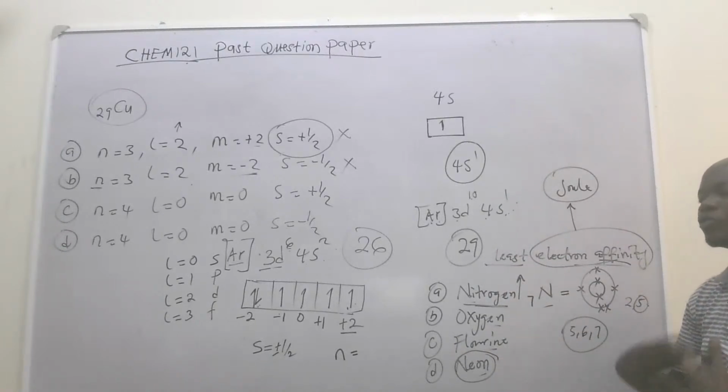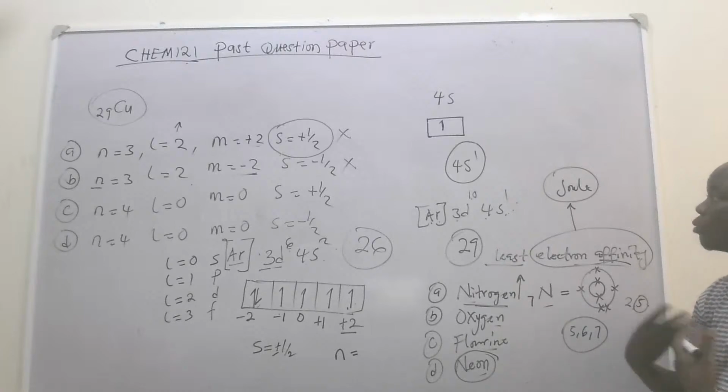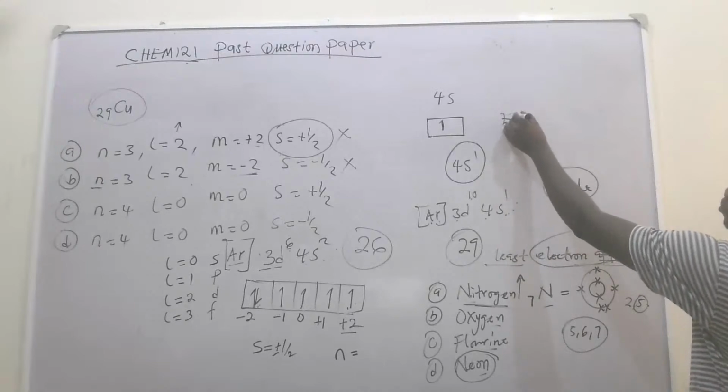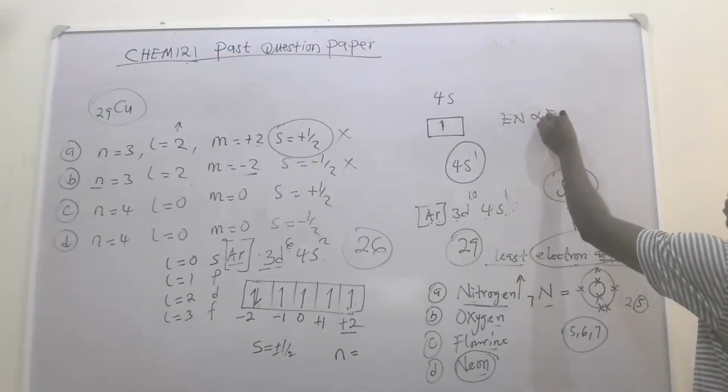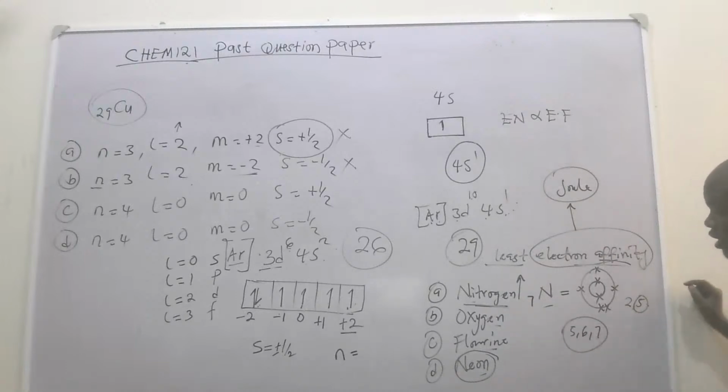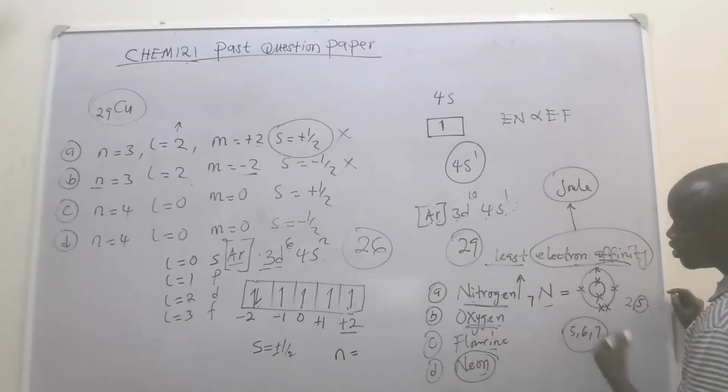So the more the electron affinity of an element, the more the electronegativity of that particular element. That is why electronegativity is directly proportional to electron affinity. Now the next thing is oxygen.